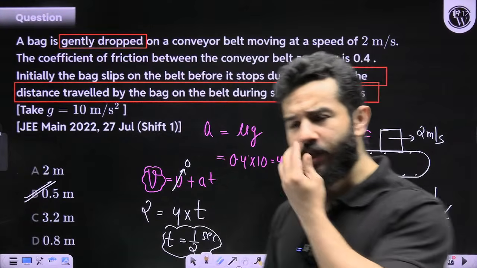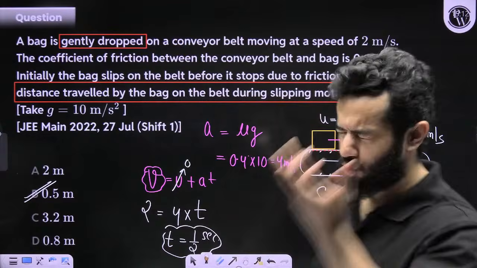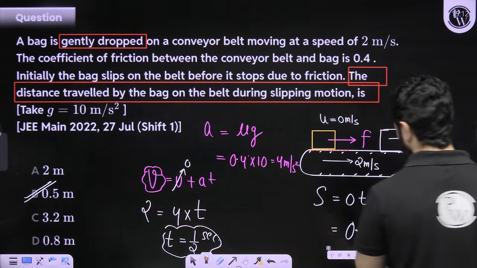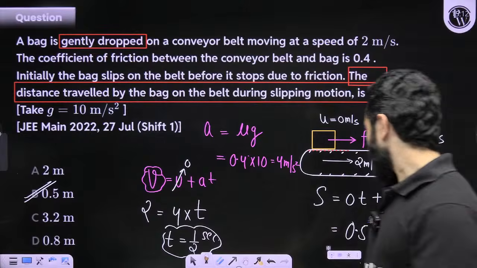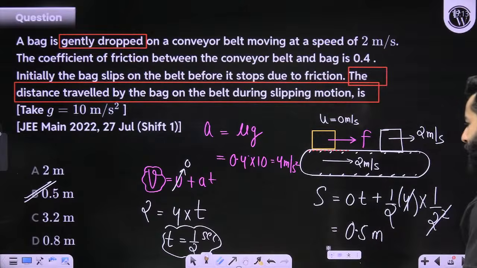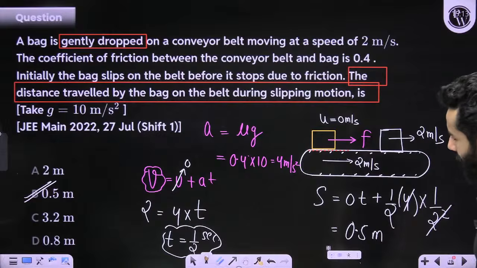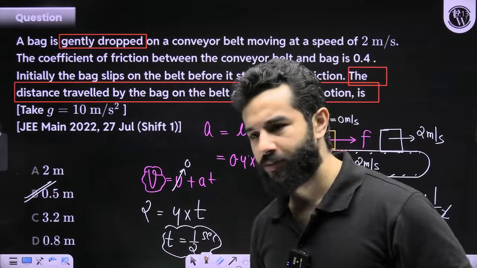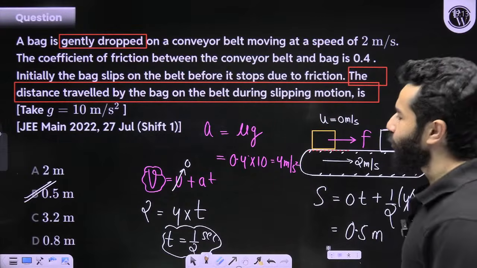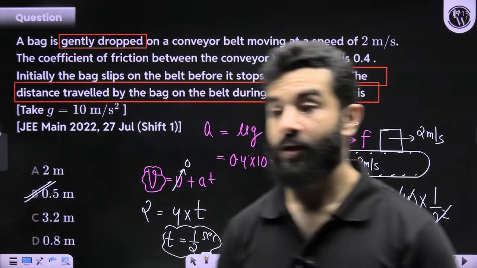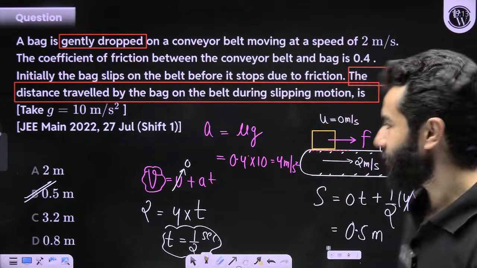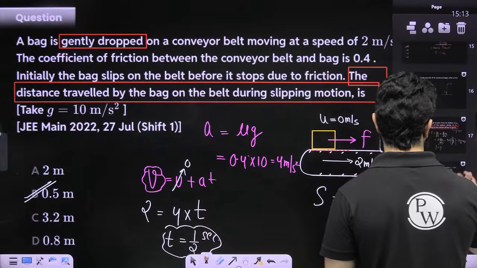We can use V square minus U square equals 2AS also. You can use that, no problem. They were not talking about time, so you can use V square also. Any more doubt? Clear? Can we move on to the next problem now?